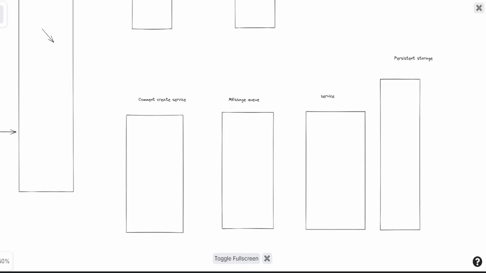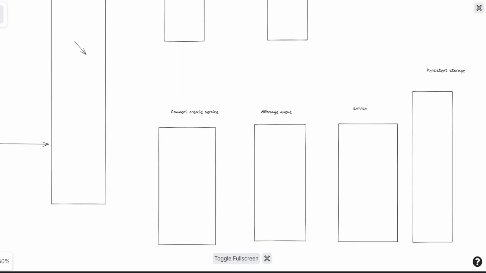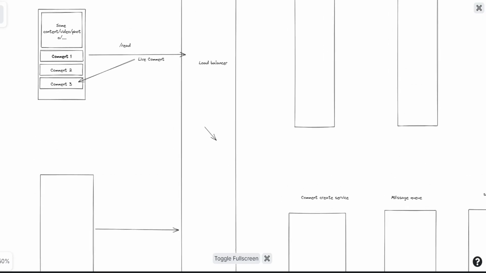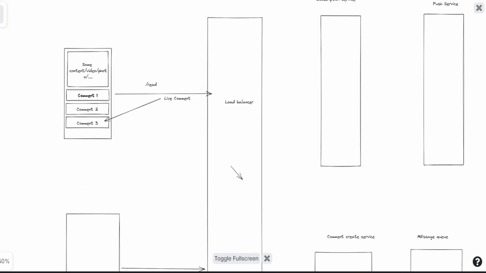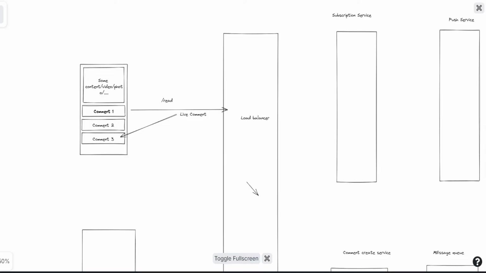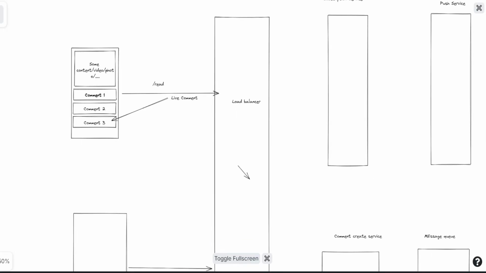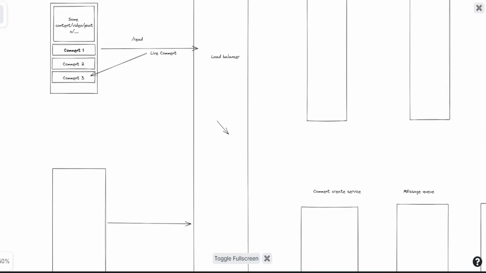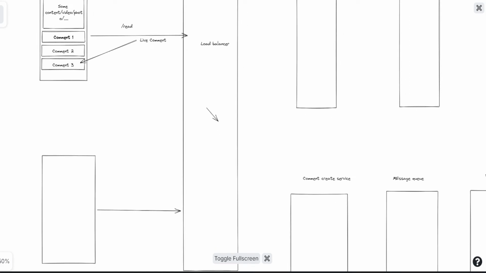Right. Very high level. The way this workflow is going to work is that you have a client over here that is giving a read subscription to the load balancer. Now, from here, you have a configuration service.